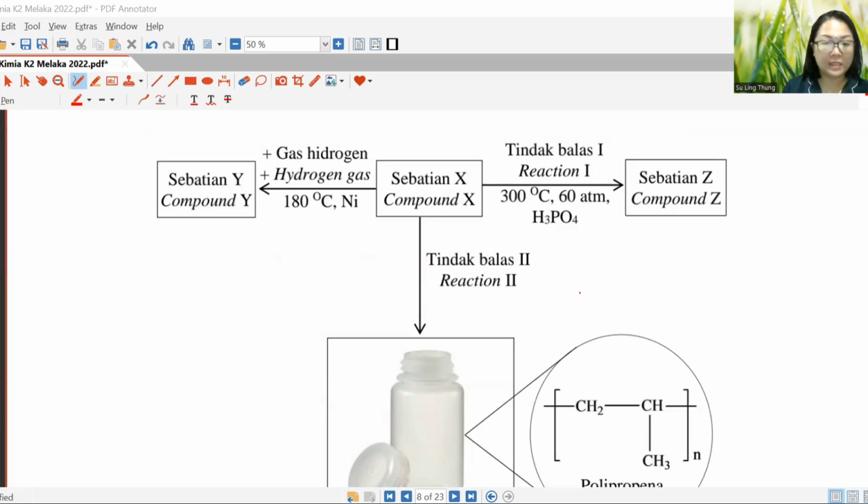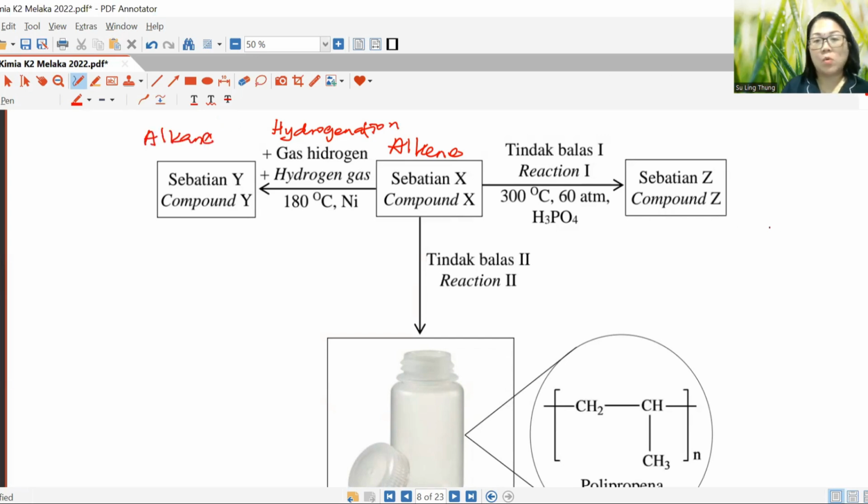Like in this case, you know that compound X, when you add hydrogen with nickel at 180 degrees Celsius, compound X must be an alkene, because only alkene will have all these reactions. And this is what we call a hydrogenation process. If alkene undergoes hydrogenation, we will form an alkane.